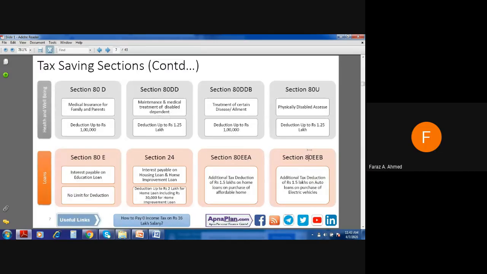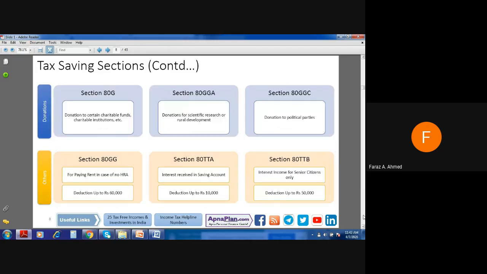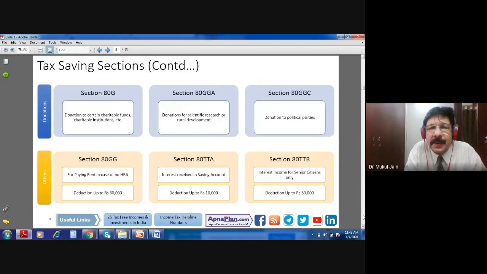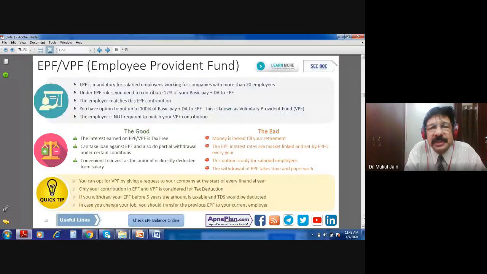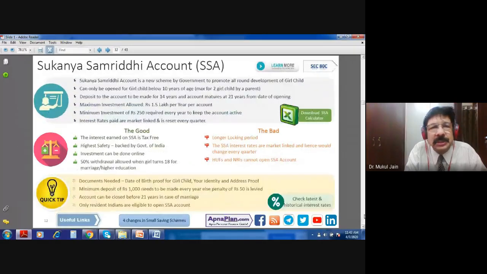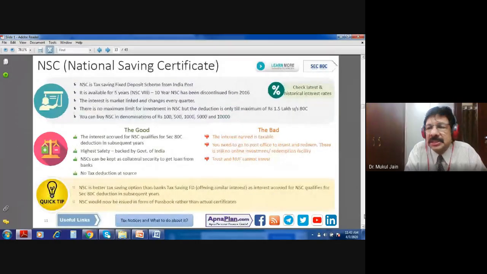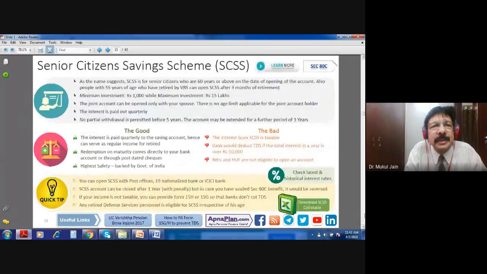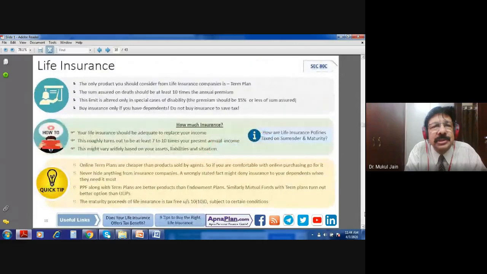Sir, for that section 80EEA, the affordable houses, does that include the economically weak section houses? Yes. So let me go to the further detail, because this section came just in the last year's budget. Let me go to the detail of this.